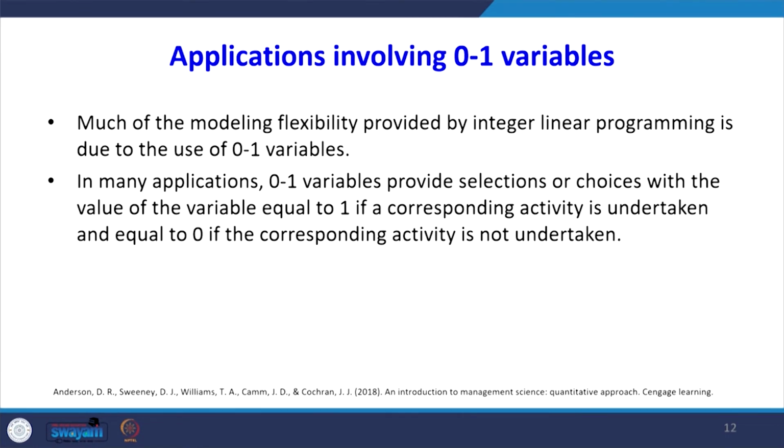So, the application involving 0, 1 integer variables. Much of the modeling flexibility provided by integer linear programming is due to the use of 0, 1 variables. In many applications, 0, 1 variables provide selections or choices, with the value of the variable equal to 1 if a corresponding activity is undertaken and equal to 0 if the corresponding activity is not undertaken. So, the value of, for example, x, this is a binary variable, it can have either 1 or 0. 1 represents the presence of this variable, 0 represents the absence of this variable.